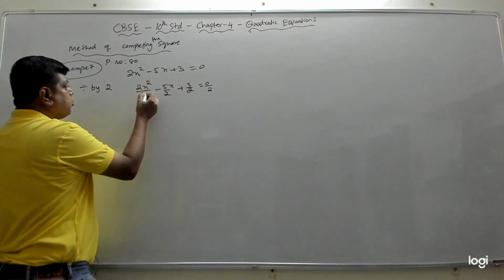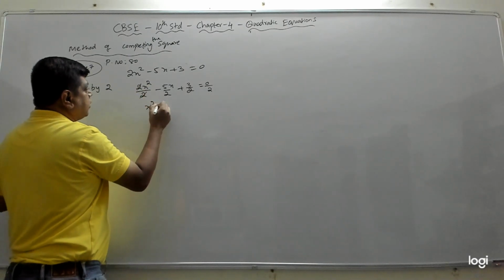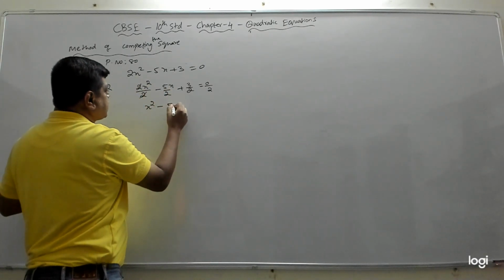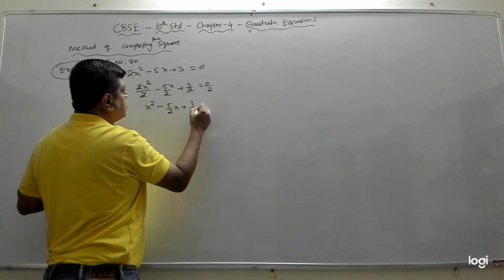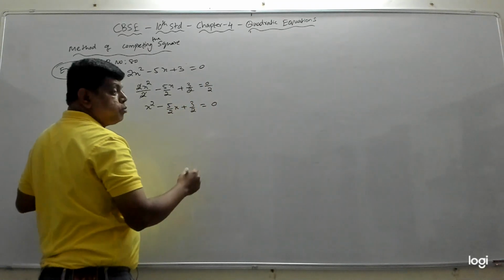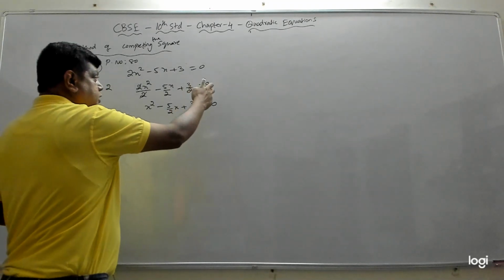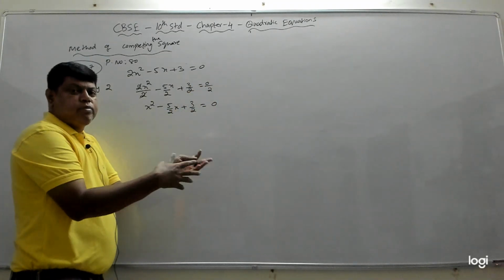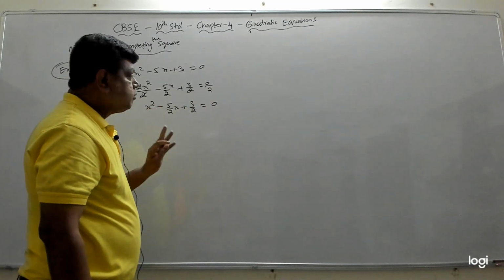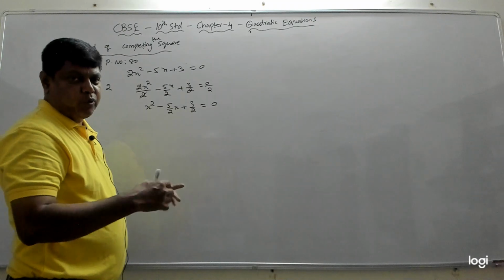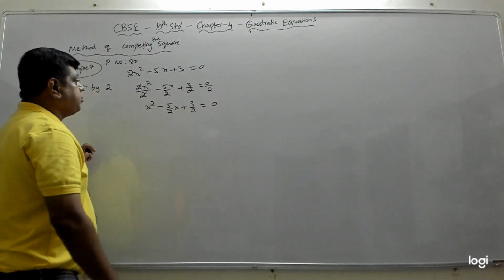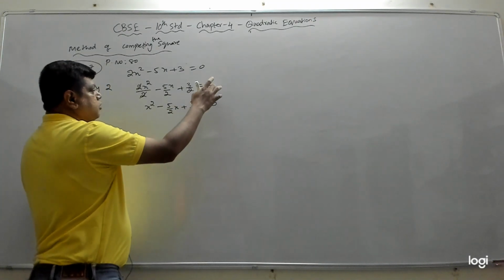Then what will happen? The 2 will get cancelled. You will get x square minus 5 by 2 x plus 3 by 2 equal to 0 by 2, which is 0. Don't write 2. I've seen people writing 0 by 2 as 2. Sometimes in a hurry, you make such mistakes, even I have done it many times, so we have to be careful. 0 by 2 is 0.